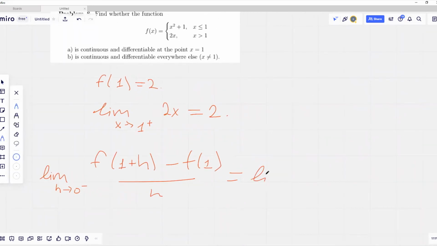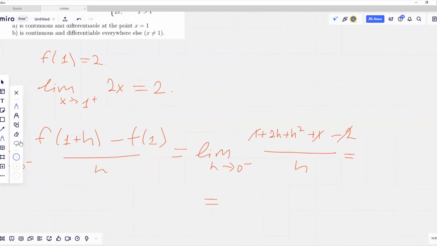So we'll end up with the limit when h is approaching 0 from the left side of 1 plus 2h plus h squared, so I'm opening the brackets right away, plus 1 minus the value of the function at point 1, which is 2, divided by h. So these are going to cancel. So we'll end up with the limit when h is approaching 0 of 2 plus h. So this is equal to 2.